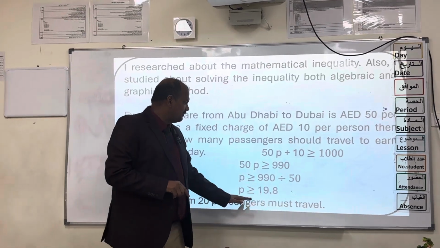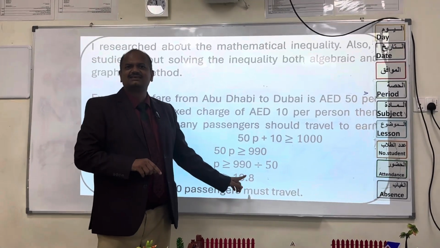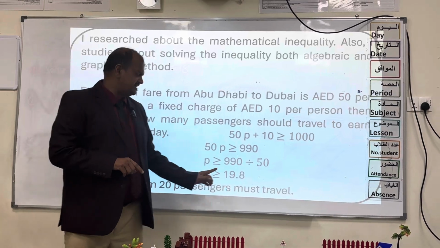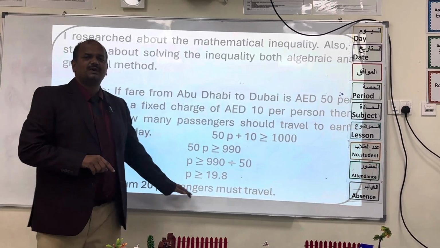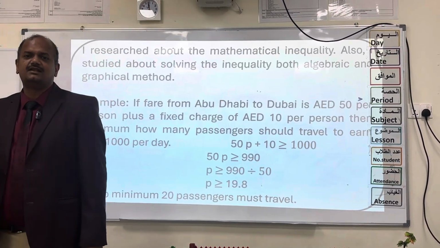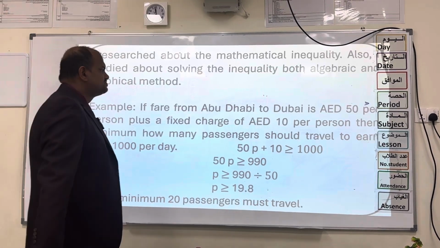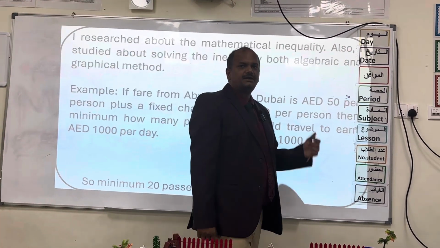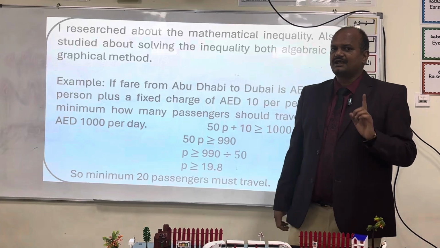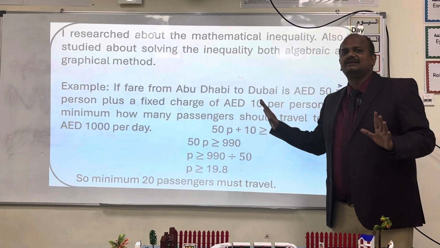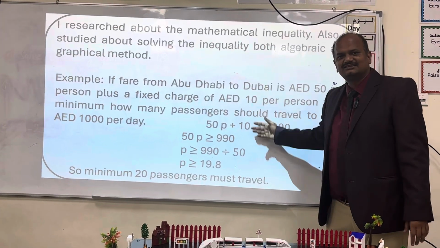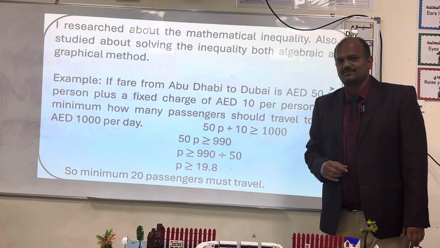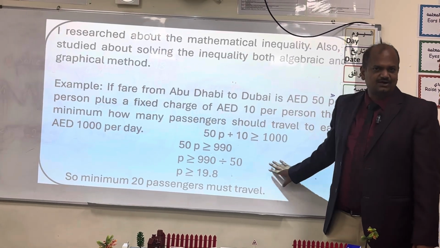So solving this inequality, we will reach P is greater than or equal to 19.8. So a minimum of 20 passengers must travel every day if you want to meet 1000 dirham per day. Like this you can explain any condition. You can write, not necessarily this question, but from your project, and then you can explain about it.